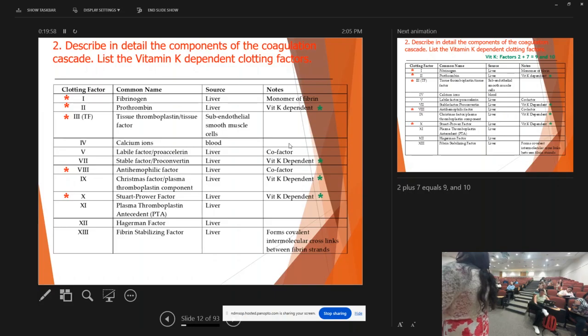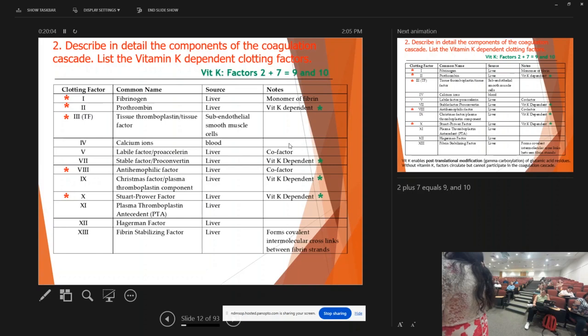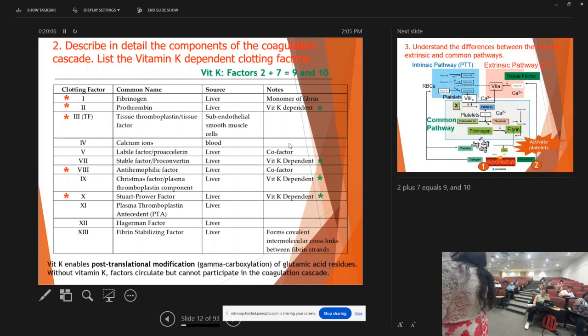Okay, so 2 and 7 equals 9 and 10 are the vitamin K factors. So what is this vitamin K? Why are we talking so much about vitamin K?